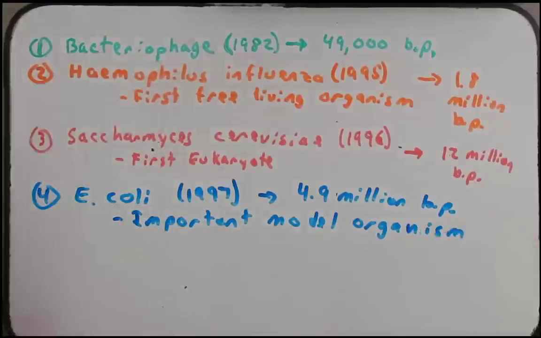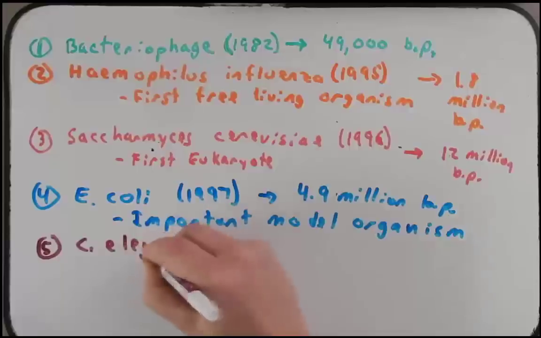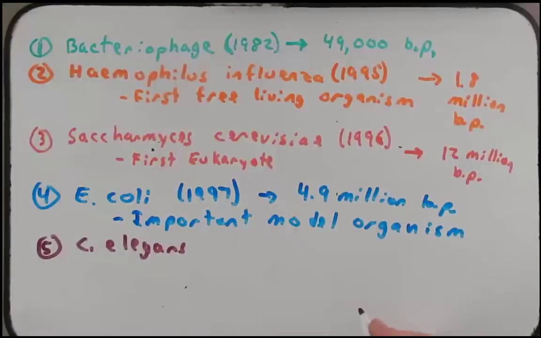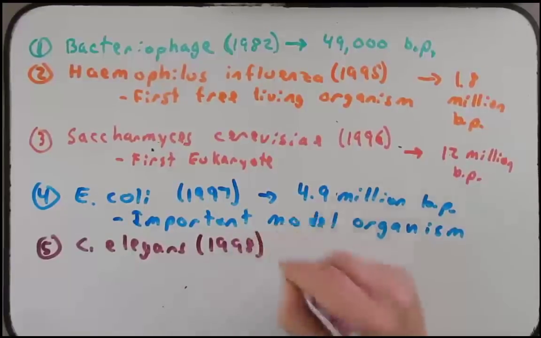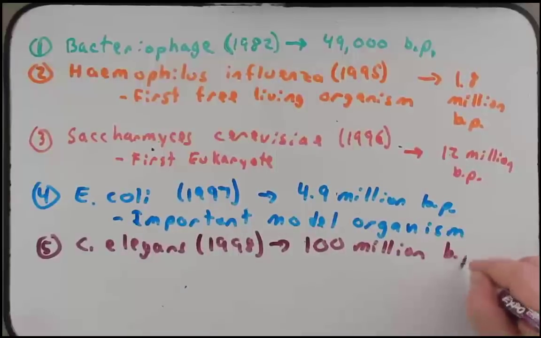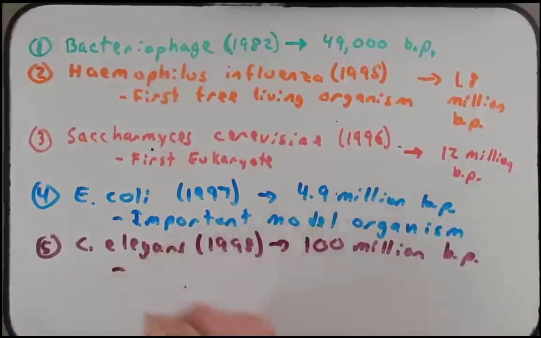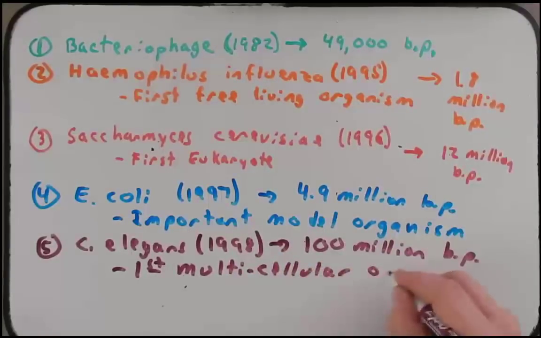Up to this point, much of what we had learned about the molecular genetics of DNA was learned using E. coli. The next one was a very important one, and this is C. elegans, the microscopic worm that you have worked with in the lab. It was sequenced in 1998. It has approximately 100 million base pairs. The reason this was of such importance is that it was the first multicellular organism to be sequenced.